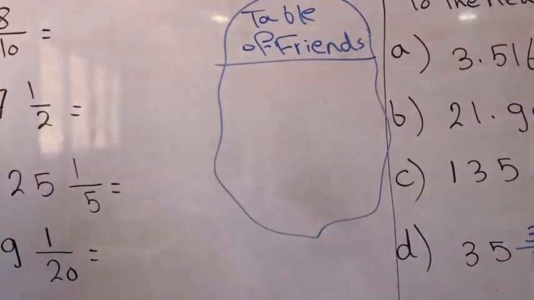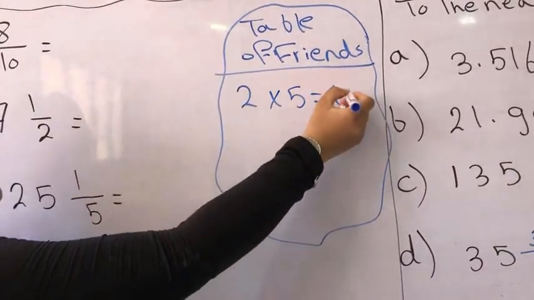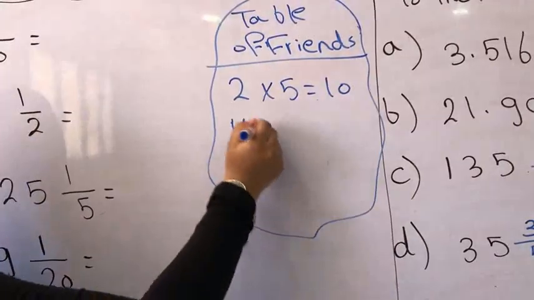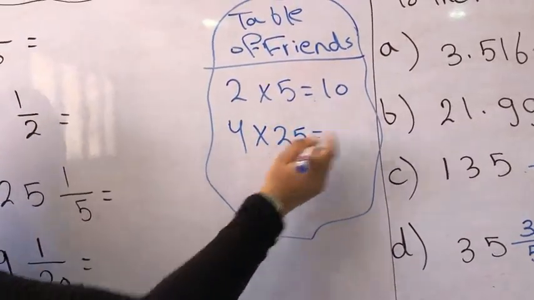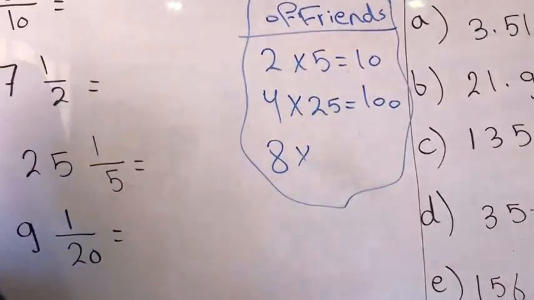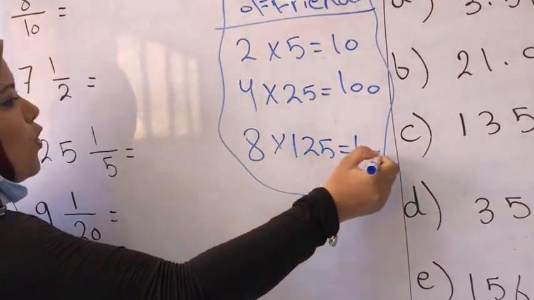What is the table of friends? 2 multiply 5 equals 10. What about the friend of 4? The friend of 4 is 25, so my result is 100. And what about the friend of 8? The friend of 8 is 125 to get 1000.